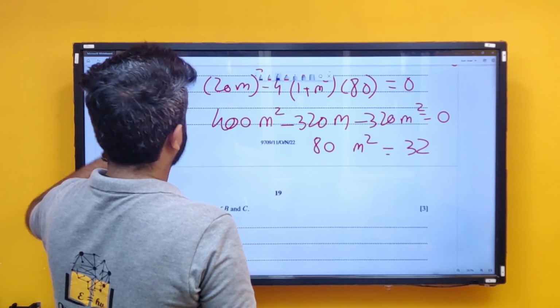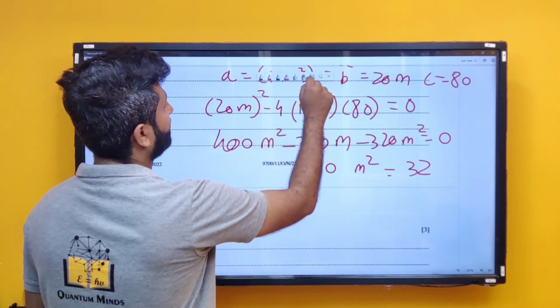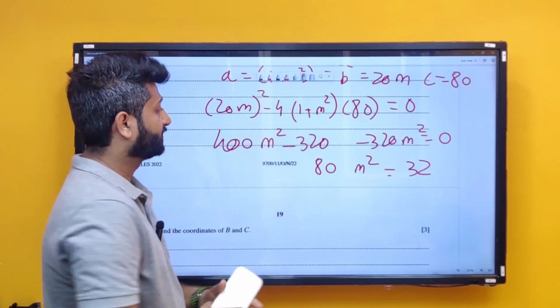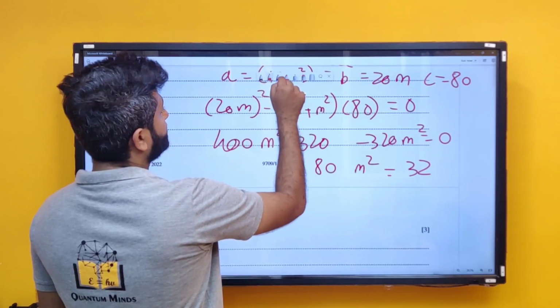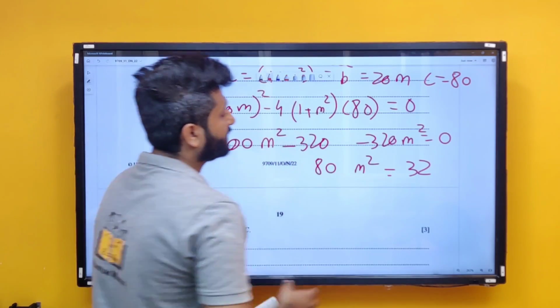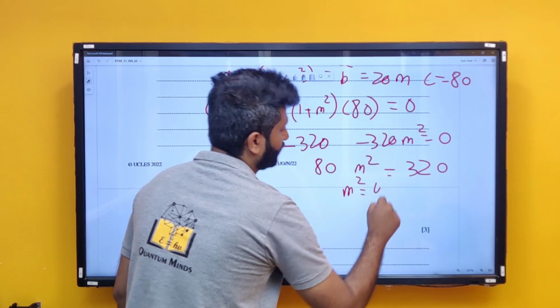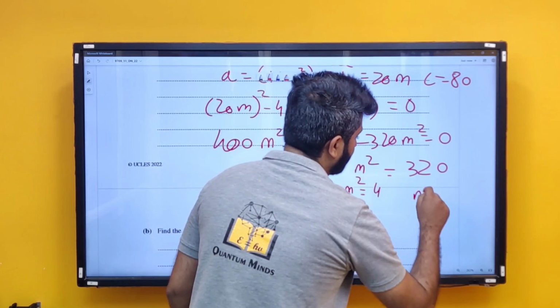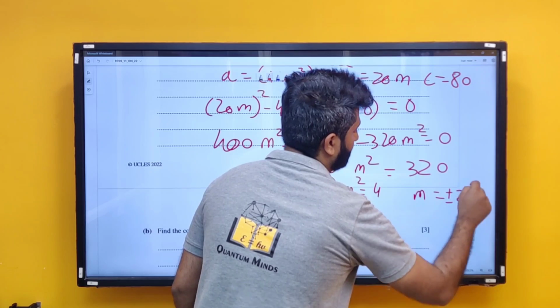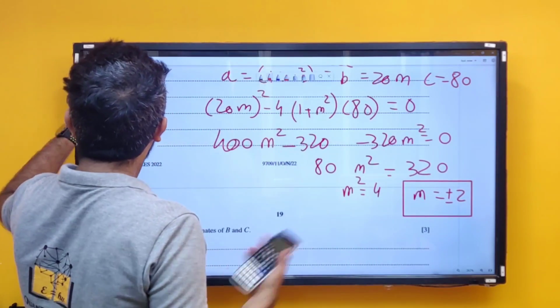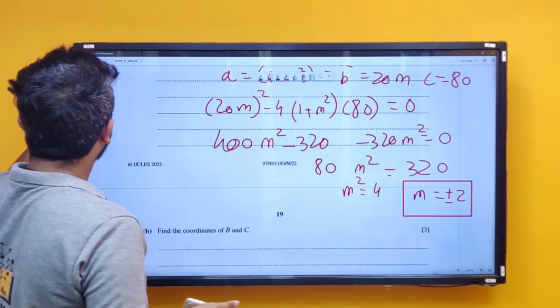Just a second. Yes, this is where I found my mistake. This is going to be 320 guys, not 320m. So 80m squared equals 320. So I can say m squared is 4 and my value of m is plus or minus 2. Next question: hence find the coordinates of B and C.